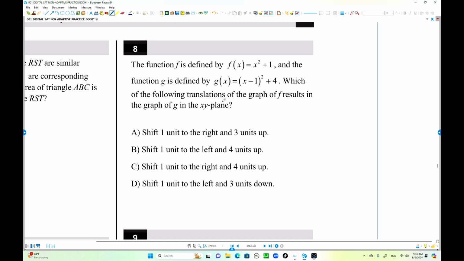Which of the following translations takes graph F to this one? When you take the change, you can see x changes to x minus 1. That is 1 unit right, okay? 1 unit right.